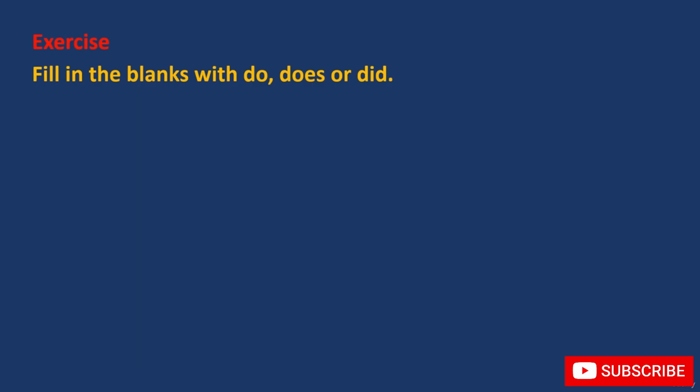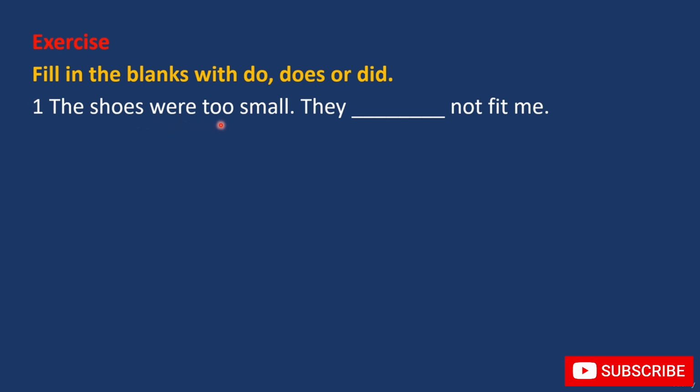Let's have some exercise. Fill in the blanks with do, does, or did. The shoes were too small, they not fit me. Here I have the word were, this is past. So they don't fit me or they didn't fit me? Yes, they did not fit me because the first sentence is in the past. If it's present, I can use don't.